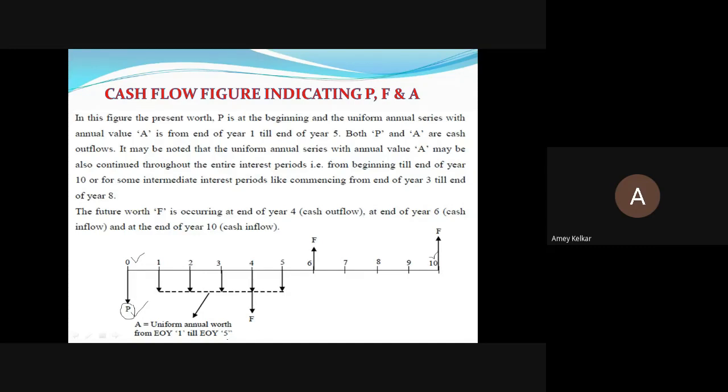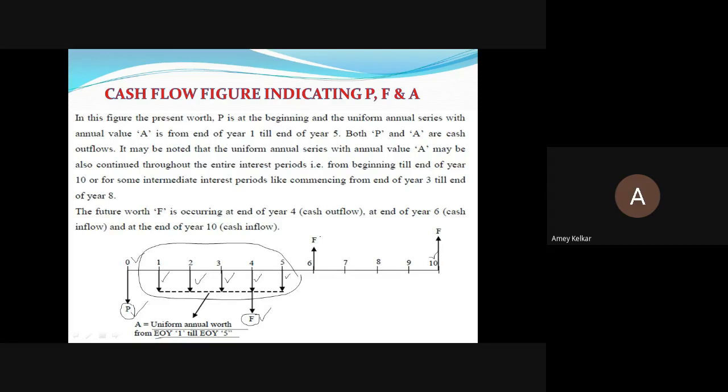Any idea? Now see here, what is happening is at the end of first year, you are paying some amount. At the end of second year, again you are investing something. Again at the third year, you're investing something. Fourth also investing something, and fifth also investing something. So this particular is the annuity, which is going in the form of investment. So here, uniform annual worth from end of first year to end of fifth year means again these are 5 investments which you are making. With this cycle, you are expecting again a big investment here in the future. So this is marked as future amount.